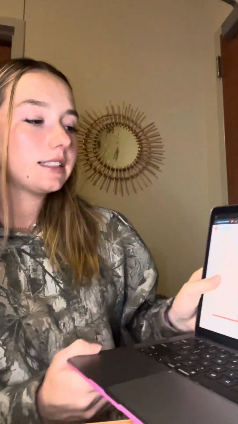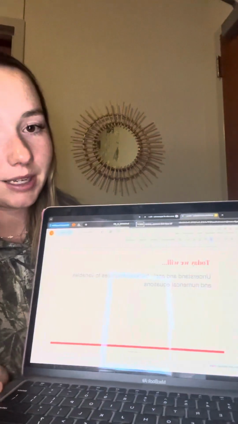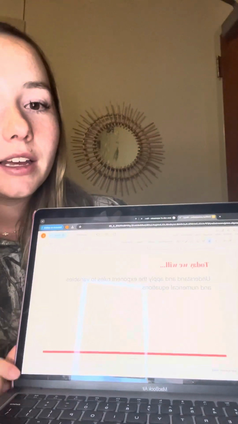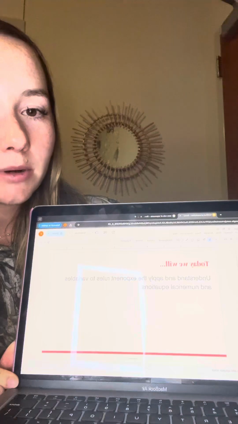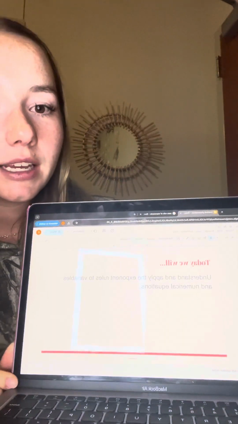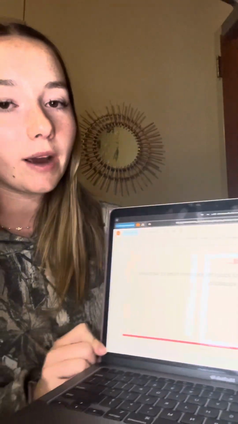Everyone did a great job recalling prior information we learned last week and applying it to these questions. Our objective today is on the board, and it says, today we will, all students say this with me, today we will understand and apply the exponent rules of variables and numerical equations. So this will help us apply those exponent rules that we know to both variables and numerical equations. It's going to be a little different than what we learned yesterday.